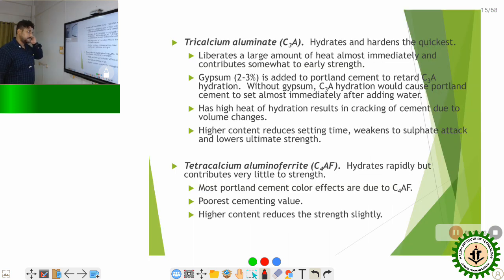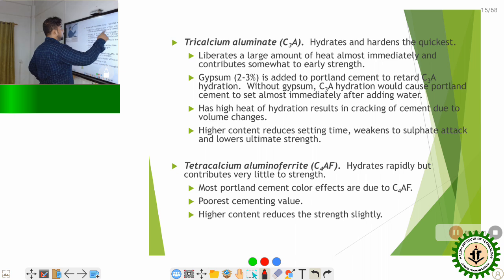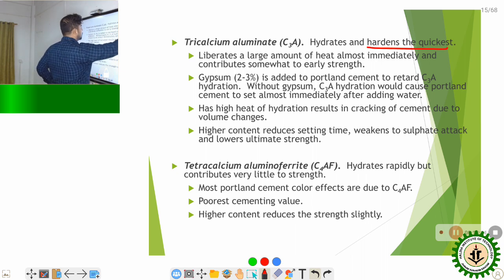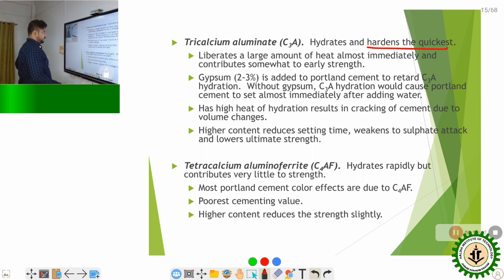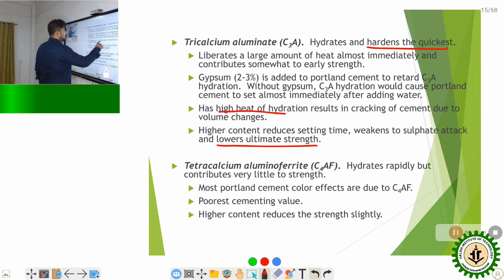So tricalcium aluminate, C3A, hydrates and hardens the quickest, almost at an early stage. It is used for quick strength and quick setting. A high heat of hydration results in cracking of cement due to volume changes. A higher content reduces setting time, weakens resistance to sulfate attack, and lowers ultimate strength.